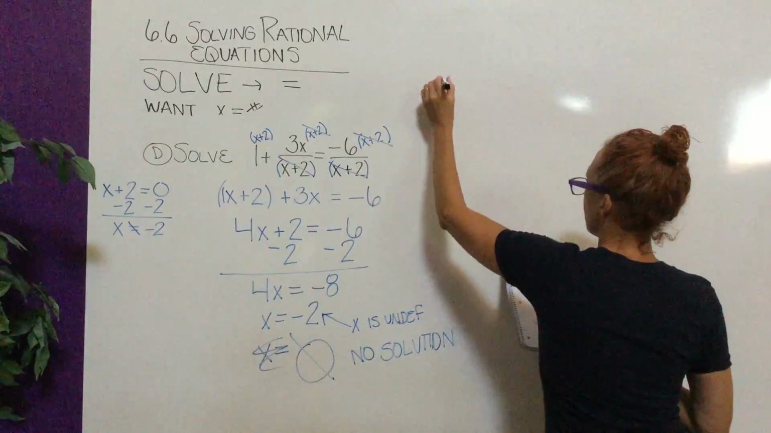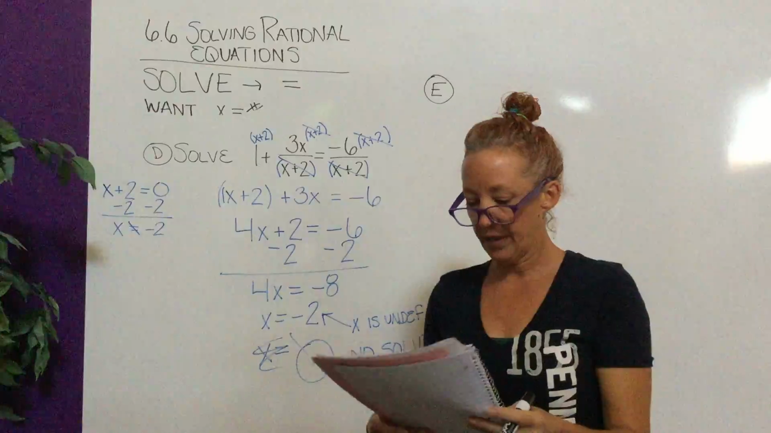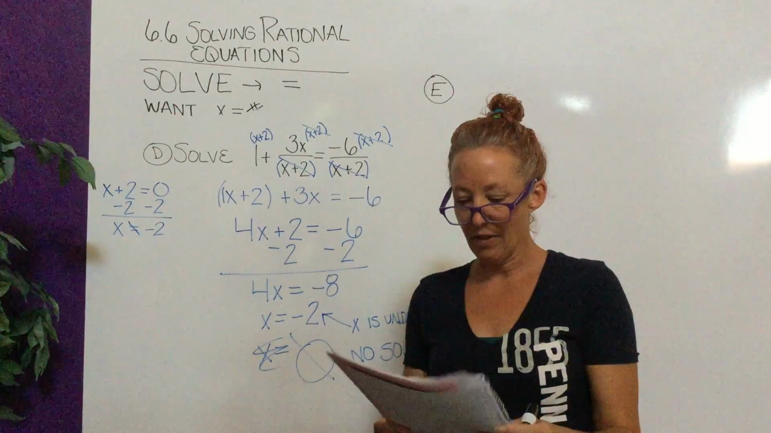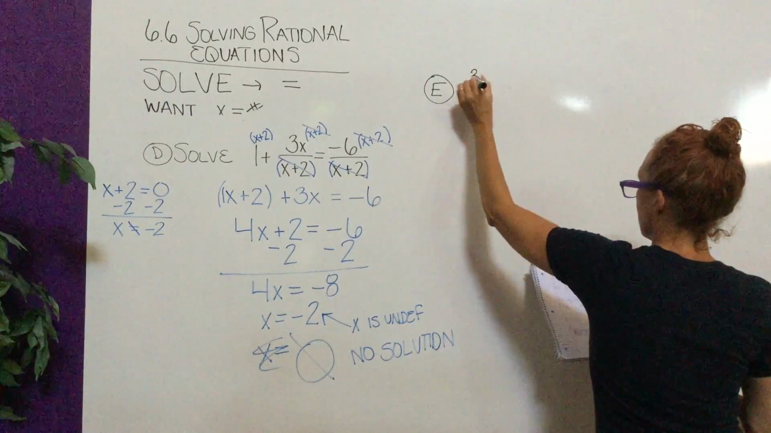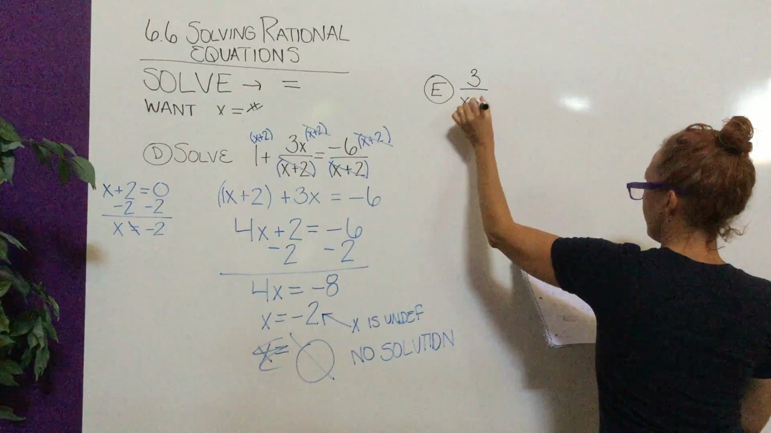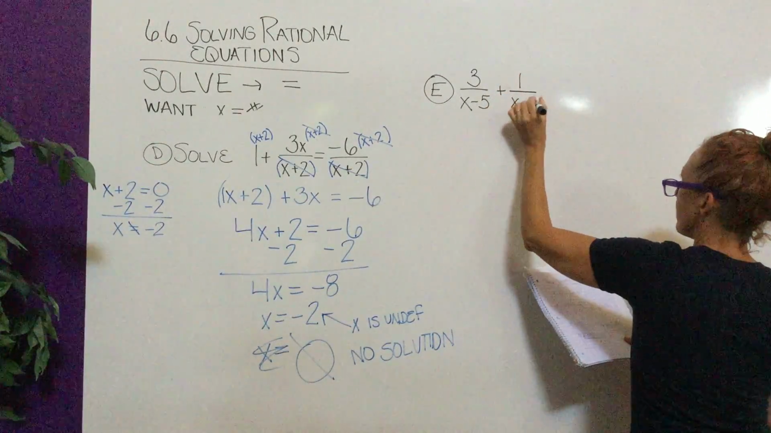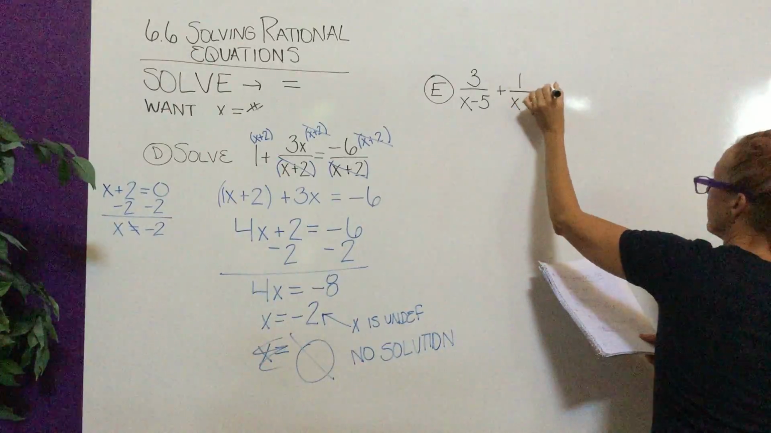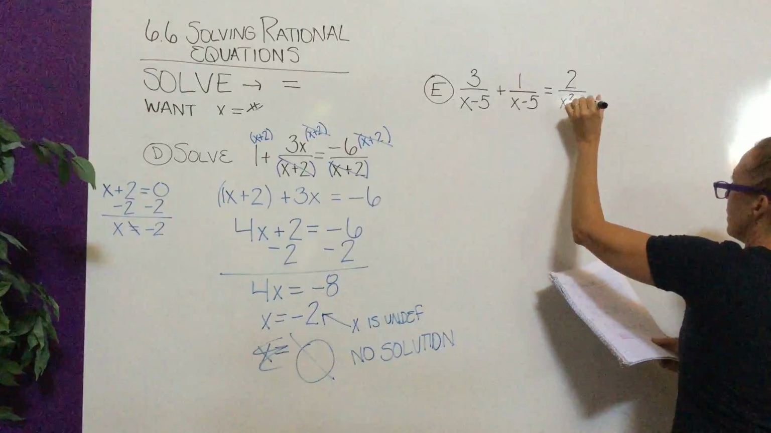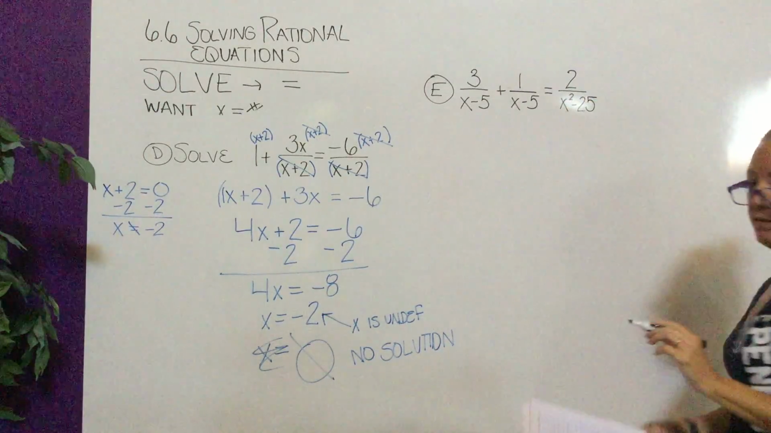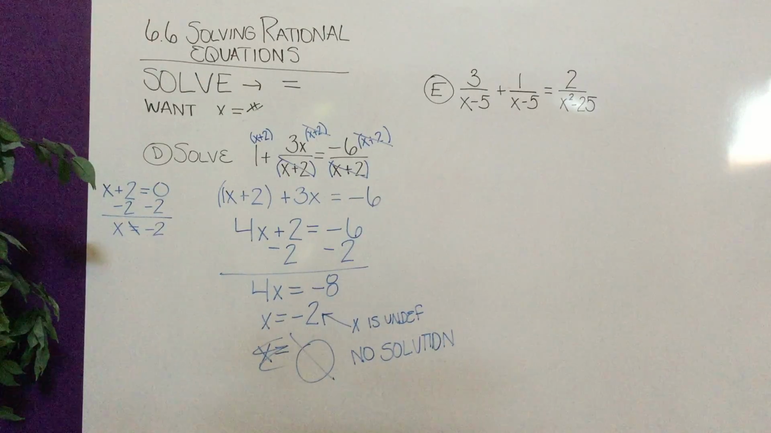Example E. Just to let you know, in case you're wondering how many of these you have to watch before you see all the different types, I only have 2 more to show you. So 3 over x minus 5 plus 1 over x minus 5 is equal to 2 over x squared minus 25. And this is the most complicated one of the day.